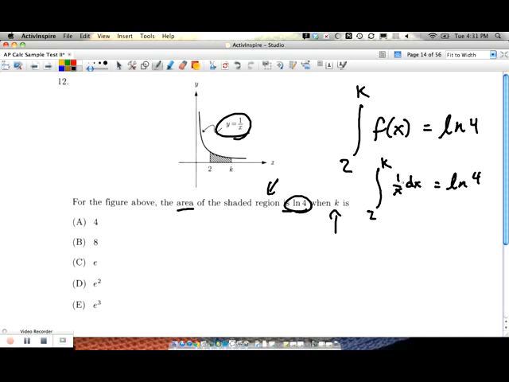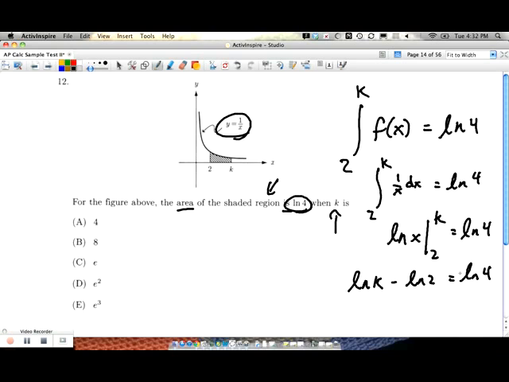I know that the antiderivative of 1 over x dx, or just dx over x, either way, is natural log of x. Now we're in the positives here, so we don't really need to worry about absolute value. Just natural log of x from 2 to k, and that's still equal to natural log of 4. If I evaluate this, top minus bottom, f of b minus f of a, just like we've done with all the other ones, that gives me natural log of k minus natural log of 2, equal to natural log of 4.